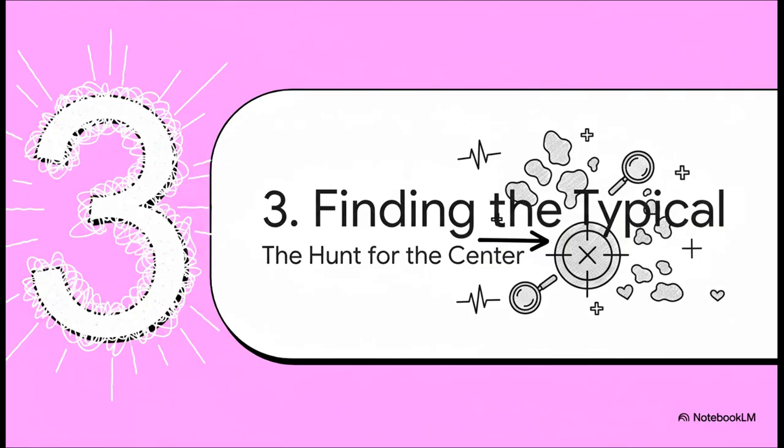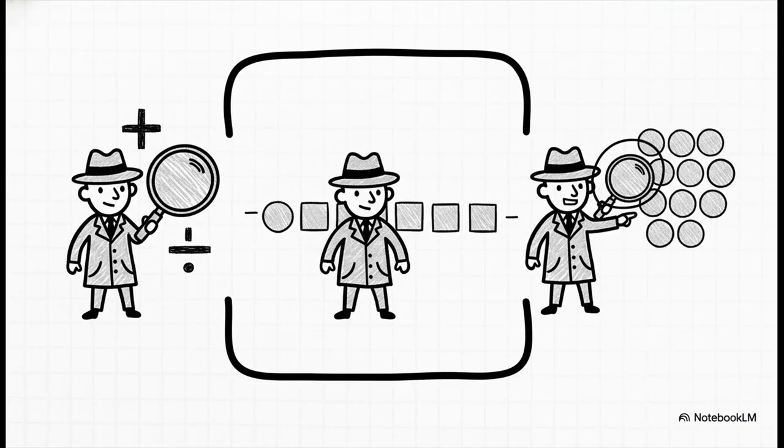Okay, let's move on to section 3, finding the typical value. So our data is all organized and looking good. The next thing we want to do is find a single number that can kind of represent the whole group. We're going on a hunt for the center. In the world of statistics, these numbers are called measures of central tendency.